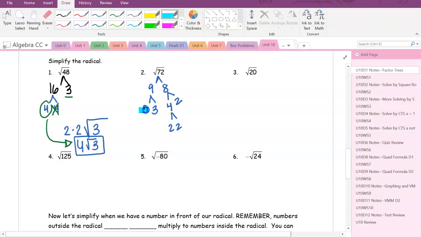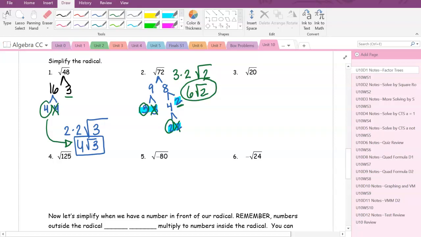So I'm looking at my primes. 4 is not one of them, it broke down, so it's just the 2s and the 3s. And now I'm looking for pairs. I have a pair of 3s, circle, cross out. I have a pair of 2s, circle, cross out. I'm going to underline this leftover 2. Okay, underlines go under the root, circles come outside, and we're going to multiply those together. And 6 root 2 is our answer.